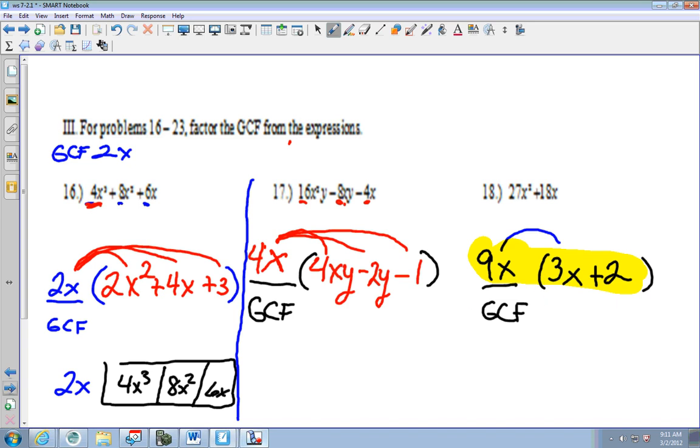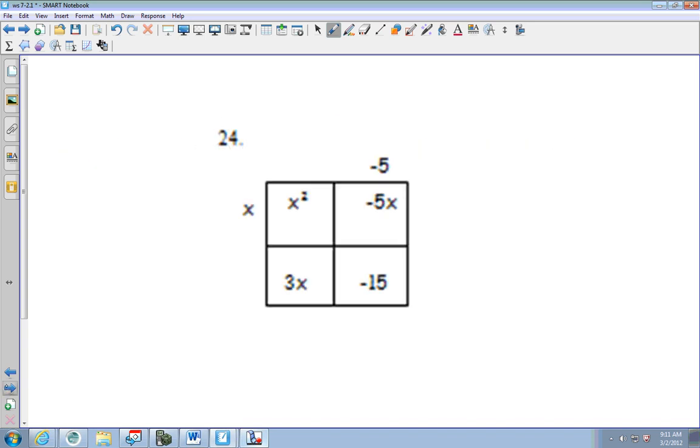Now, I want us to skip for a second, and I want you to go to number 24. We're going to look at this like a puzzle, okay? They've got the insides filled out. Now, x times what gives us x squared? X, so let's put it up there.